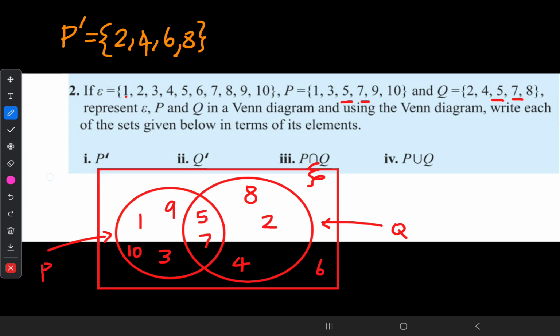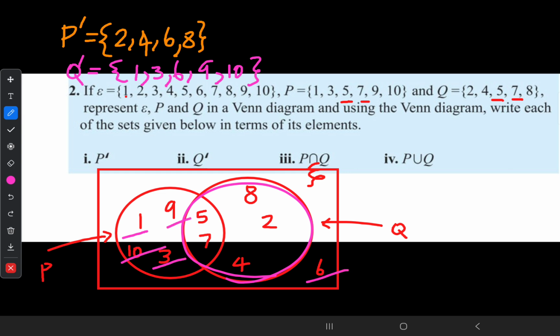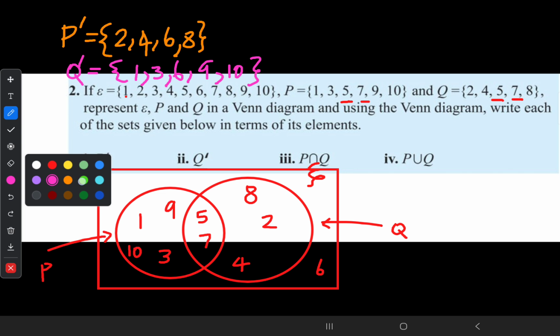Thereafter, Q complement. Complement of Q would be, this is my Q set. Outside of that, I have 1, 3, 6, 9, 10. Let's check once more: 1, 3, 6, 9, 10. Mostly students may forget this 6. So finally you will end up with an incorrect answer.